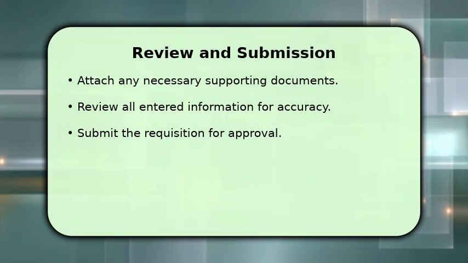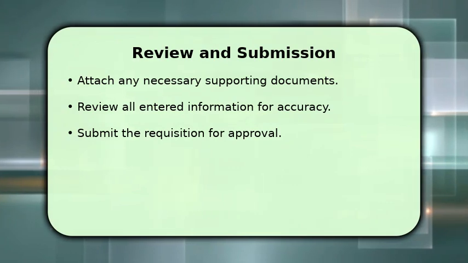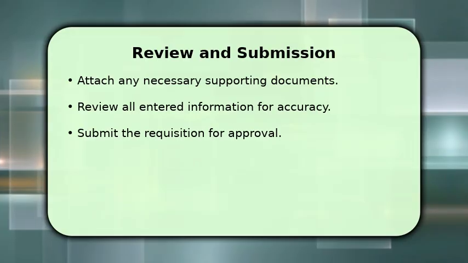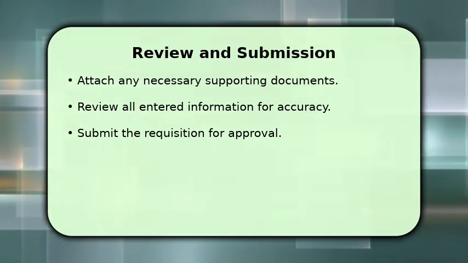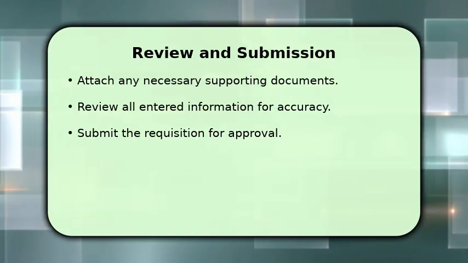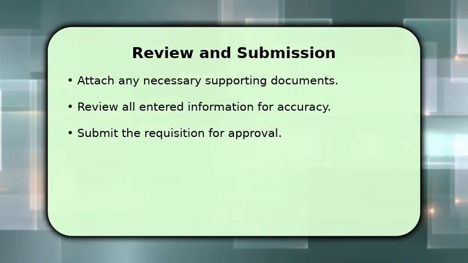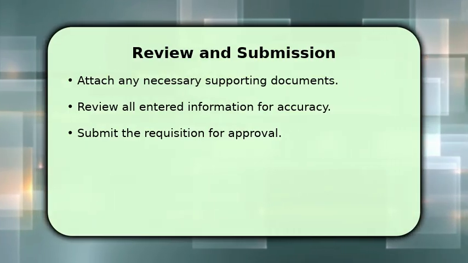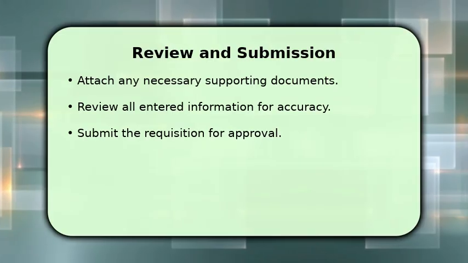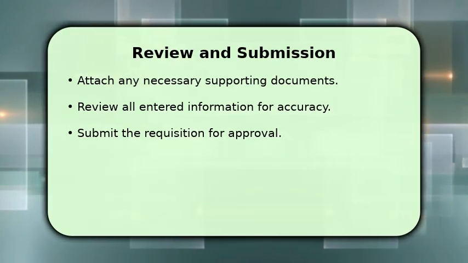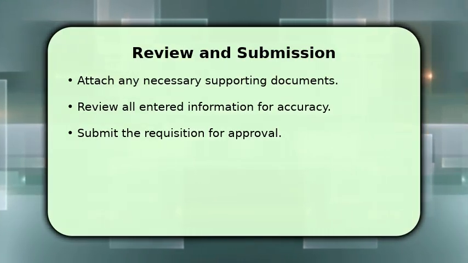Before submitting, take a moment to attach any supporting documents, such as vendor quotes or technical specifications, which can expedite the approval process. Carefully review all the information you've entered, checking for any errors in item descriptions, quantities, or departmental codes. Once you're confident everything is correct, proceed to submit your requisition for review and approval by the designated authority.